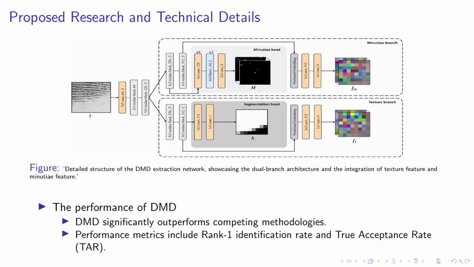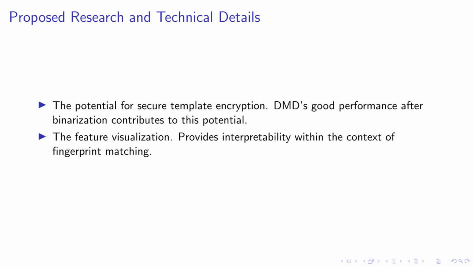In this slide, we delve deeper into the technical aspects of our research. Firstly, we highlight the potential for secure template encryption. This is made possible due to the robust performance of our dense minutia descriptor, or DMD, even after a binarization process. This not only improves matching efficiency, but also opens up avenues for enhanced security measures in fingerprint matching.